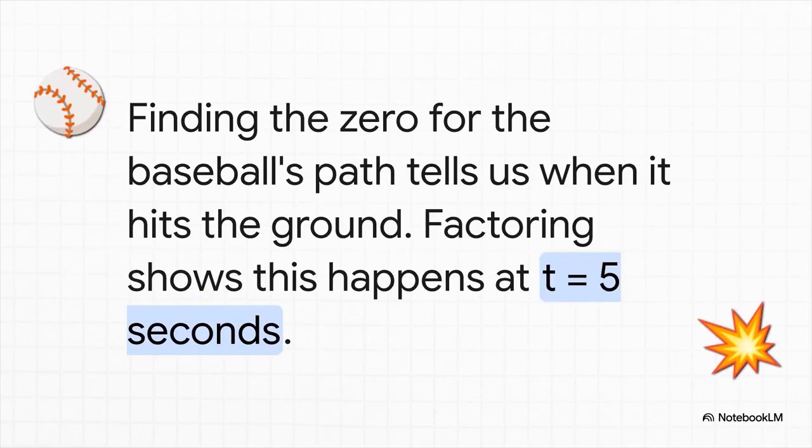Let's check in with our baseball one last time. The question is, when does it finally hit the ground? Well, that means we're looking for the 0. We use factoring on the equation, and it actually gives us two answers, 5 and -1. Now, since we can't really go back in time, that -1 doesn't make sense for our story. So the story ends at 5 seconds. That's when it hits the turf.